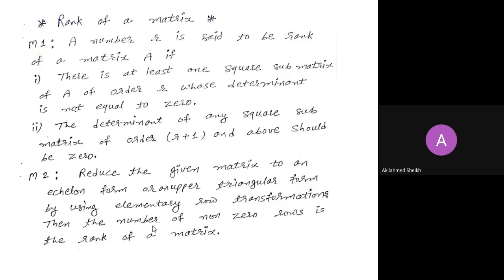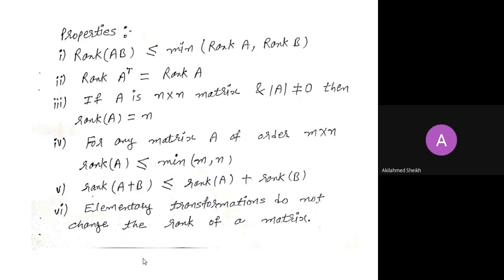Second method: reduce the matrix to an echelon form, or what is called upper triangular form, by using elementary row transformations. Then the number of non-zero rows is the rank of the given matrix.